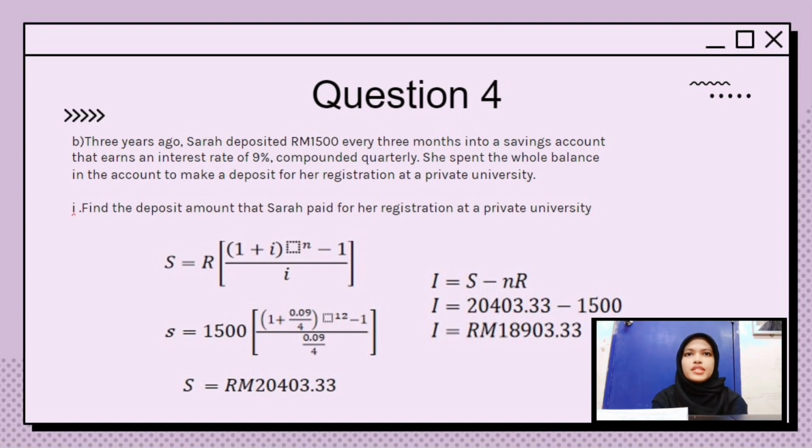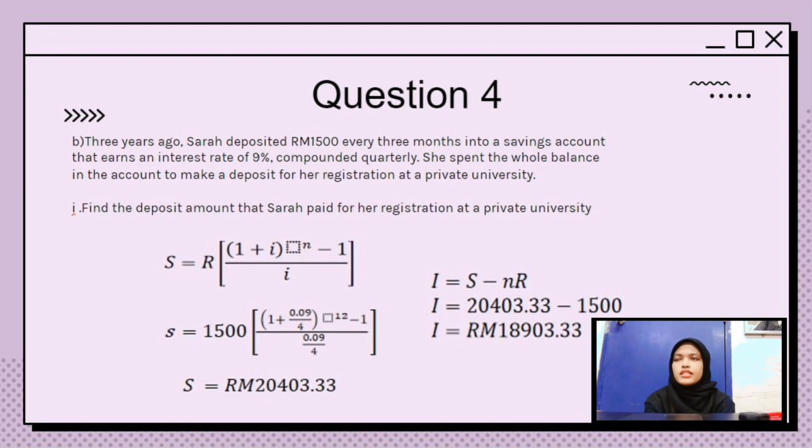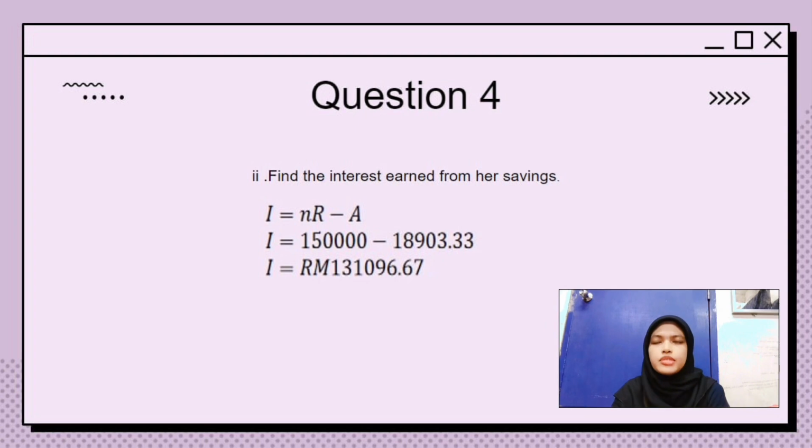Three years ago, Sarah deposited RM1,500 every 3 months into a savings account that earns an interest rate of 9% compounded quarterly. She spent the whole balance in the account to make a deposit for her registration at a private university. Find the deposit amount that Sarah paid for her registration at a private university. For this question, we use the future value formula. The maturity value we get is RM20,403.33, and the final amount we get is 18,903.